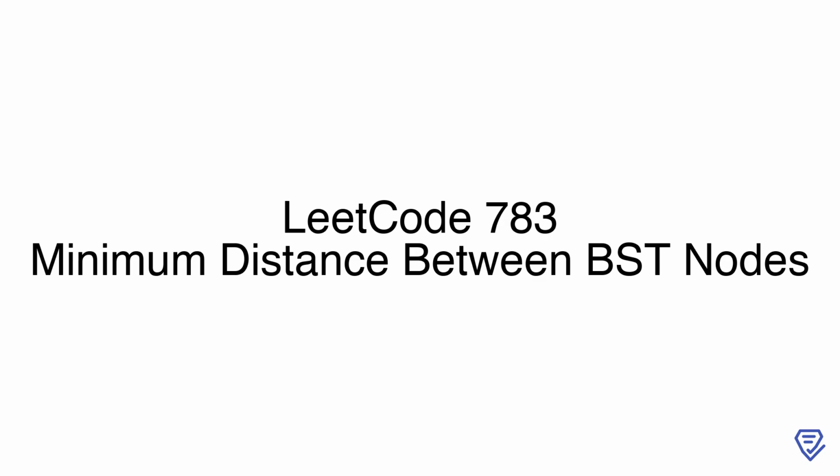Welcome to this problem walkthrough. Today, we'll be solving LeetCode problem number 783, titled Minimum Distance Between BST Nodes. In this problem, we'll explore a binary search tree, BST, and determine the smallest difference between the values of any two nodes. Let's dive in and uncover the most efficient way to solve this challenge.